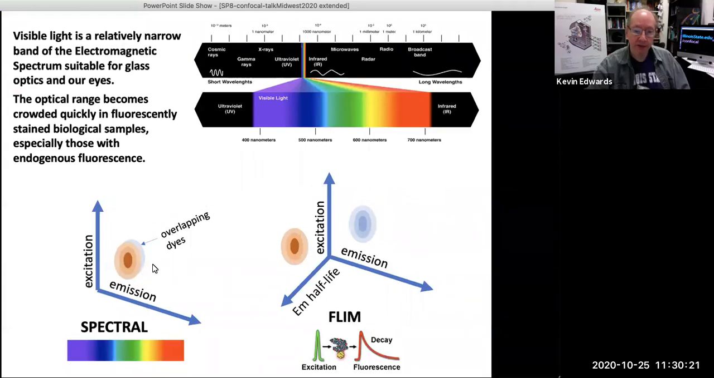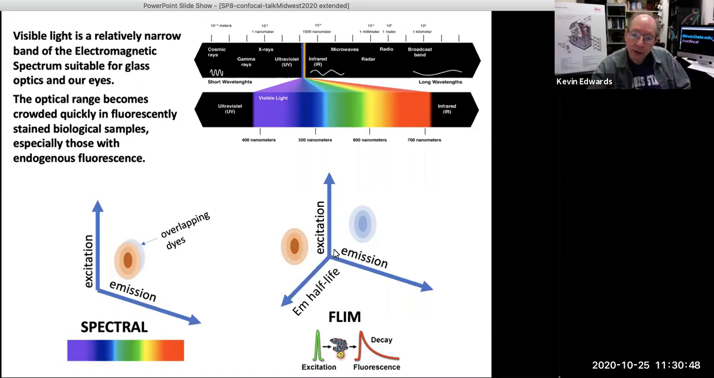So why do we want FLIM? FLIM adds a third dimension to our images. Our traditional imaging has two dimensions, excitation and emission. But we might have some compounds that have very similar excitation and emission characteristics, and they're probably not going to be identical, but they might overlap to a significant extent. Then you'd have a hard time separating those two dyes.